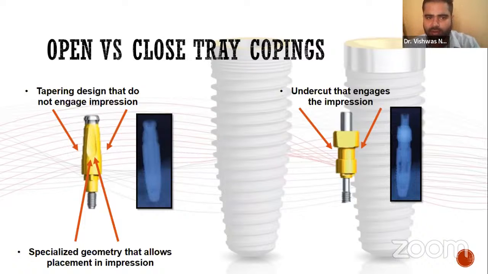The other is an open tray coping. These you can see on the right side of the screen. These copings have a deep undercut. This undercut will help it to engage into the impression while it is removed from the oral cavity.